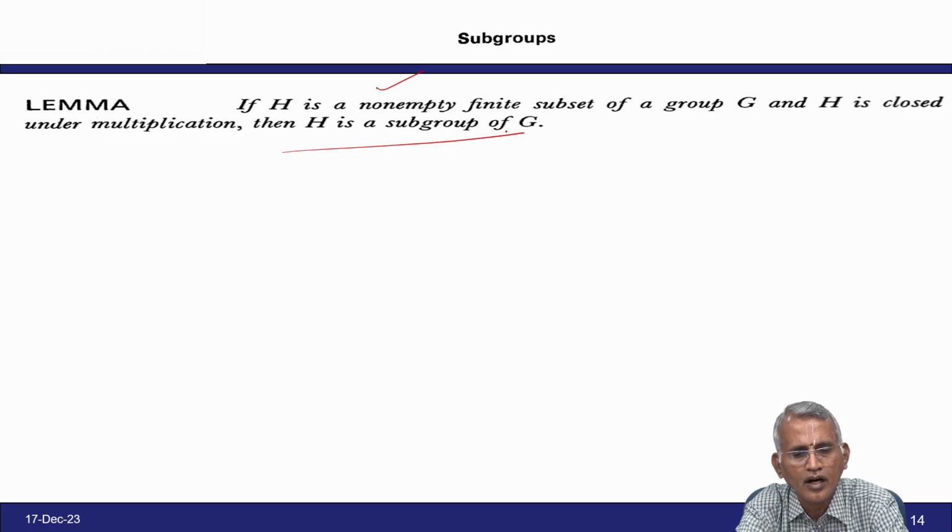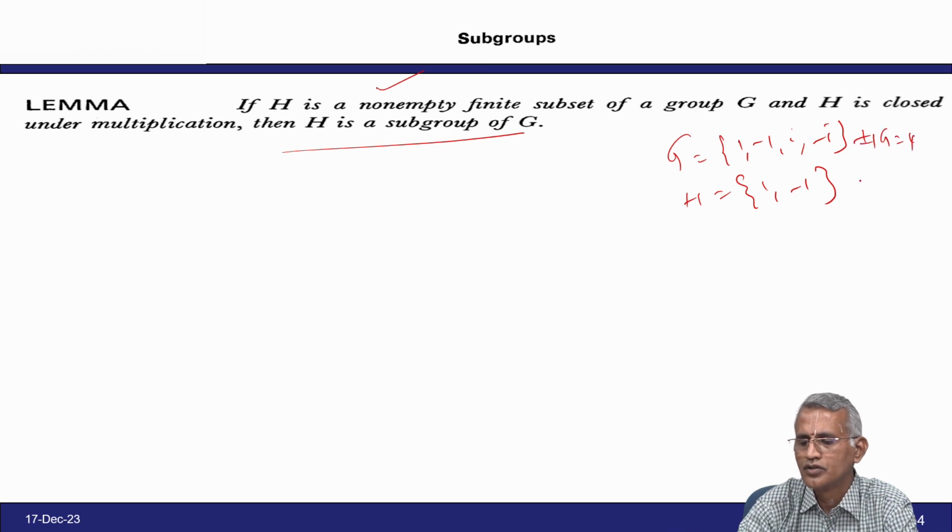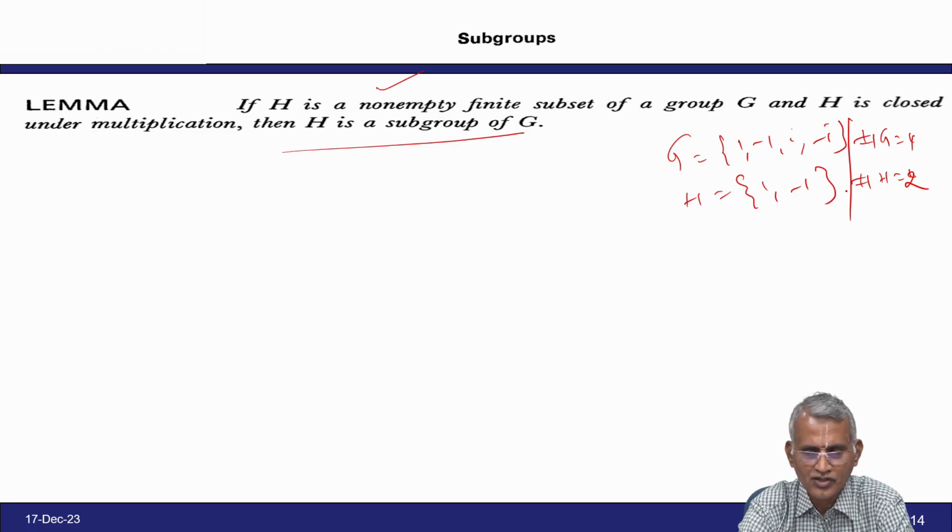So, it means the number of elements in that set is finite. Suppose you take G as the quaternion 4 group, that is 1, minus 1, i, minus i, and H is 1 comma minus 1. You see the number of elements is 4. So, the number of elements is finite. If H is finite, H is a subset of G, and it is closed, therefore H is a subgroup of G.